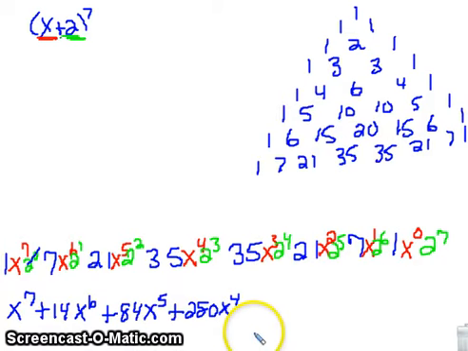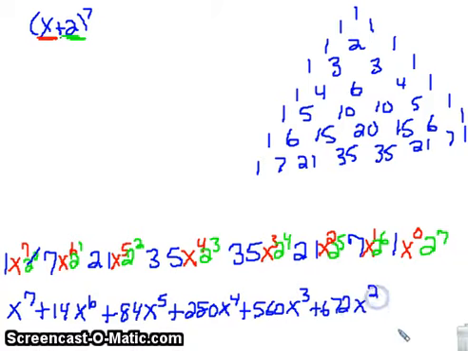2 to the 4th is 16, and 16 times 35 is 560x to the third. 2 to the fifth is 32 times 21, which is going to give me 672x squared. 2 to the sixth is 64 times my 7, which was my coefficient, gives me 448x, plus my 1 times 1 times 2 to the 7th, which is 128.